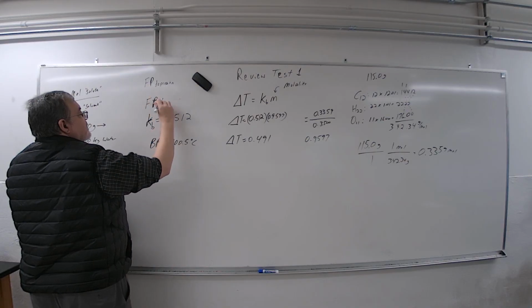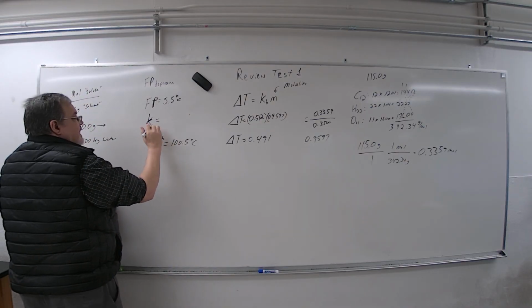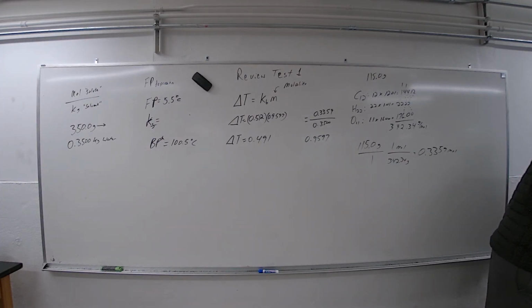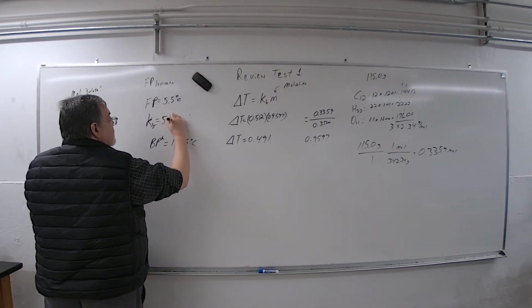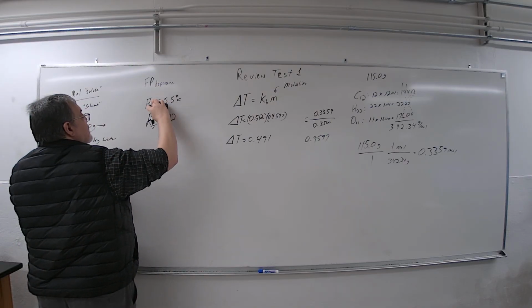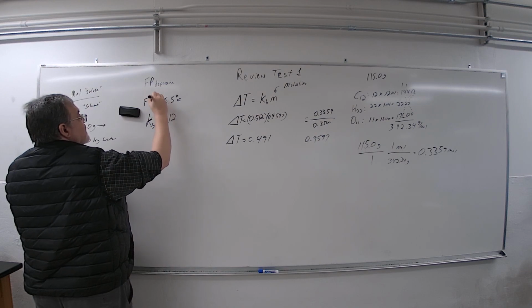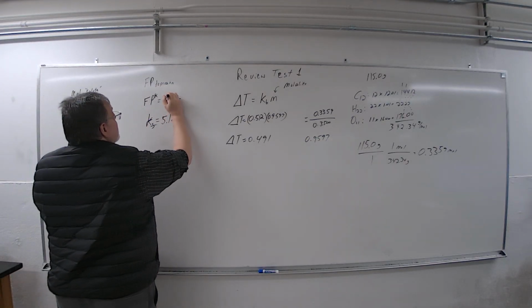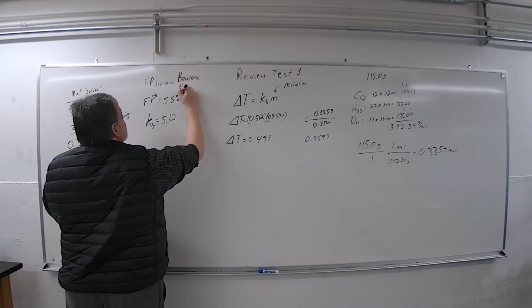Freezing point, 5.5 degrees C. And the KF for benzene is 5.12. Freezing point. Usually you use the star for the pure one, so I'll put the star up there. So the regular freezing point for benzene is that.